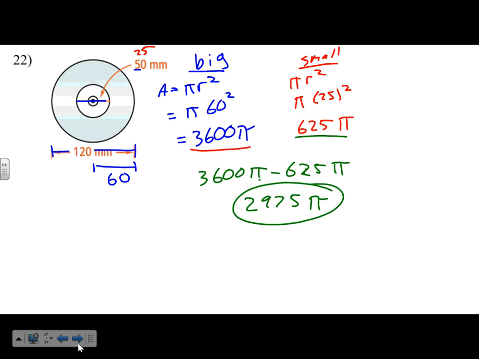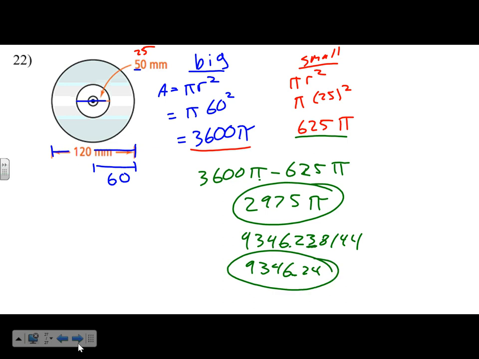Or you can type it in, like I said, 3600 and then the pi symbol minus 625, then the pi symbol. That gives you 9346.238144. Round to 2 decimal places. That ends up being your answer.